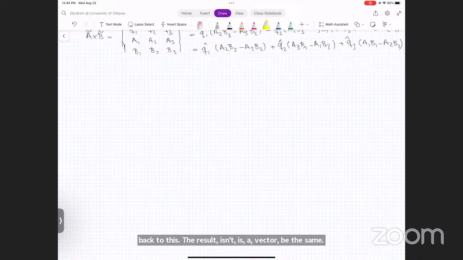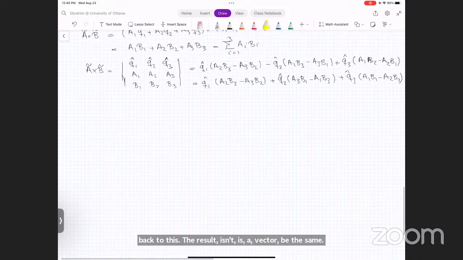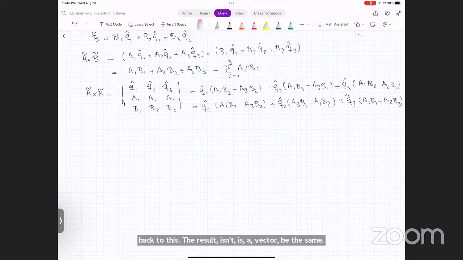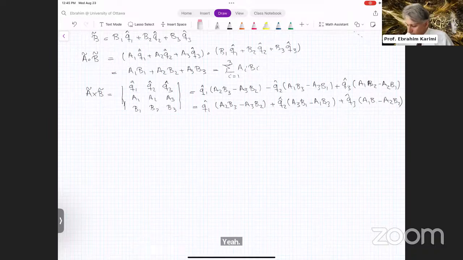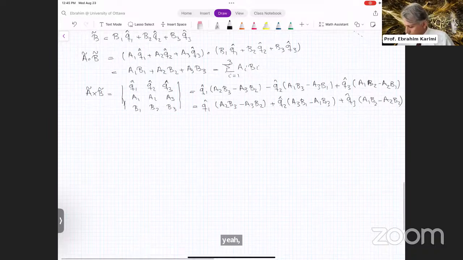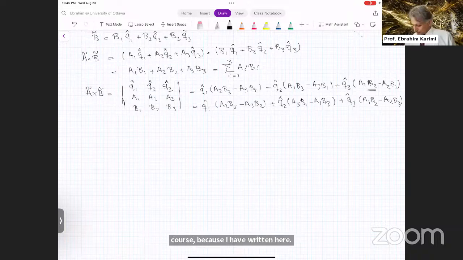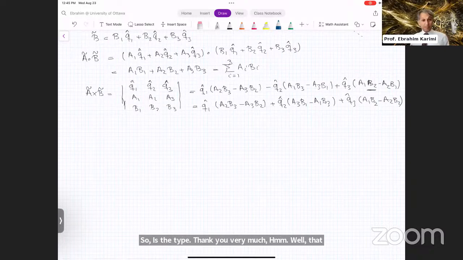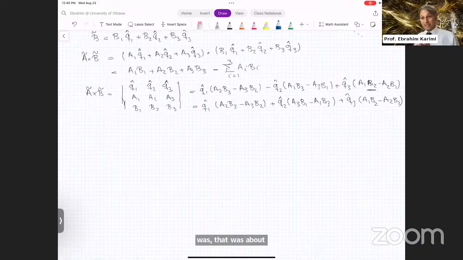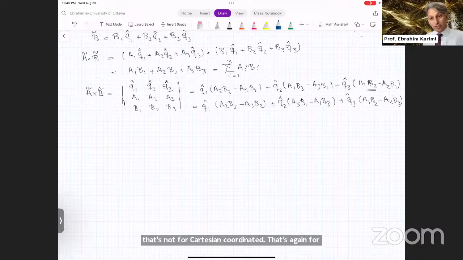And last question, the last term of the cross product is A1 B2? Yes, it's A1 and B2, of course, because I have written it here. It was a typo. Thank you very much, Mohammed. Well, that was about dot and cross. Remember, that's not for a Cartesian coordinate. That's for orthogonal arbitrary coordinates Q1, Q2, and Q3.